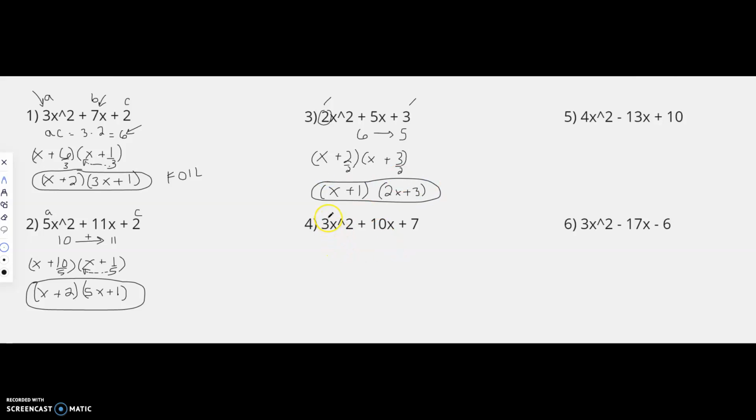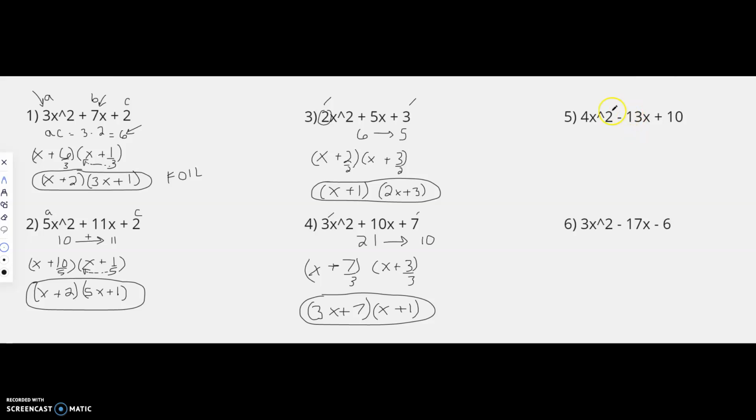Number 4, you have 3 times 7 is 21. We're looking for factors of 21 that add up to 10, and those two numbers are 7 and 3. 7 times 3 is 21, but 7 plus 3 is 10. Here's our intermediate setup. Divide each by the A number. The 3 over 3 divides, and that's great. Bring the 3 out in front since it didn't divide into the 7 evenly. 3x plus 7, x plus 1 is the answer.